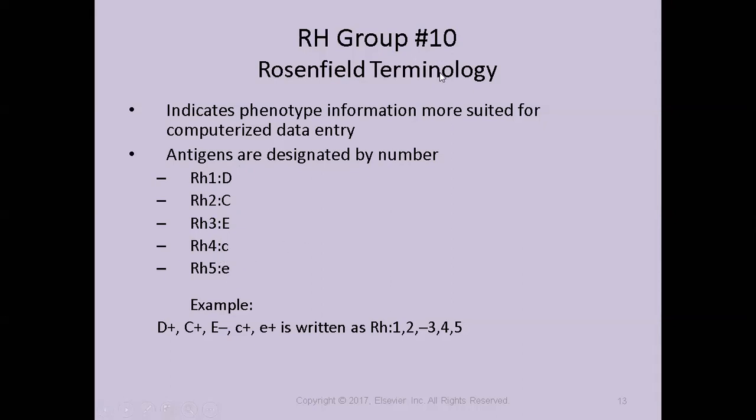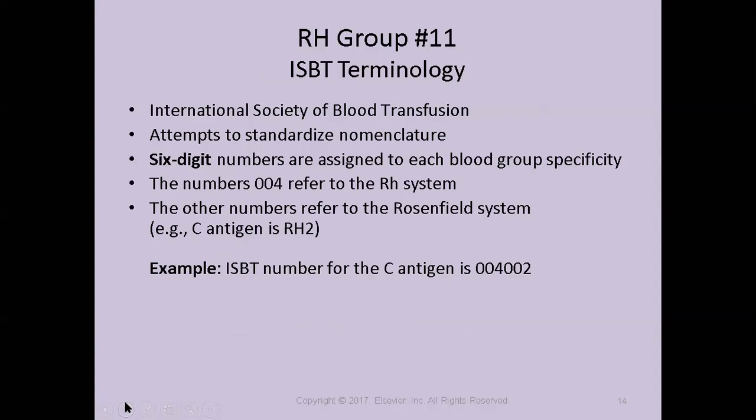And so with Rosenfield terminology, if somebody had big D, they would write RH1 to indicate that the big D is there. If they had big C, they would write 2. If there was no big E, they would write -3. You know, the little c antigen would have the 4 there, and the little e would have the 5. It's not so bad once you get the hang of it. We're not going to concentrate as much on that one.